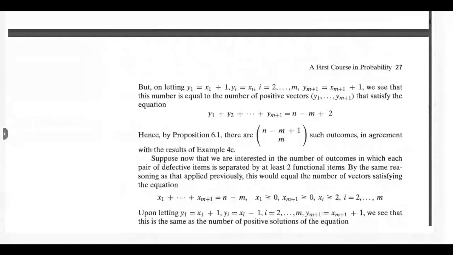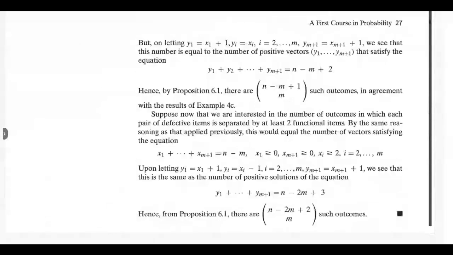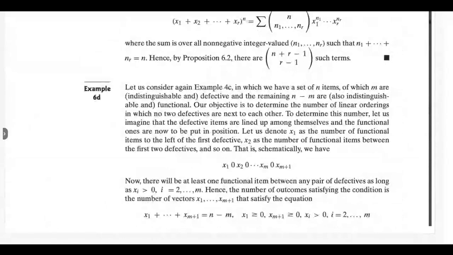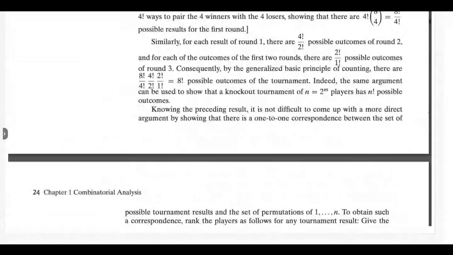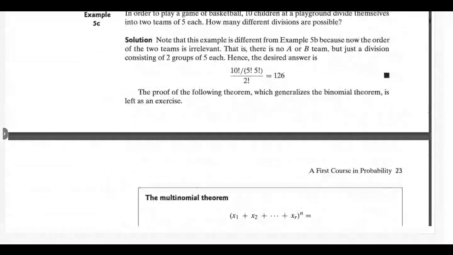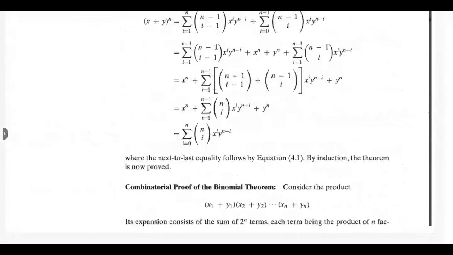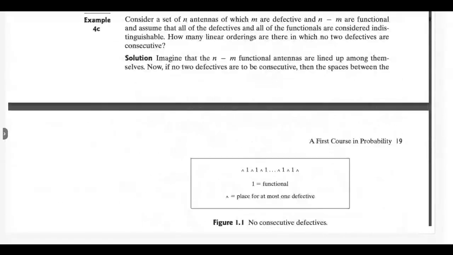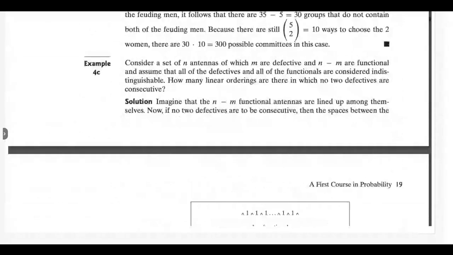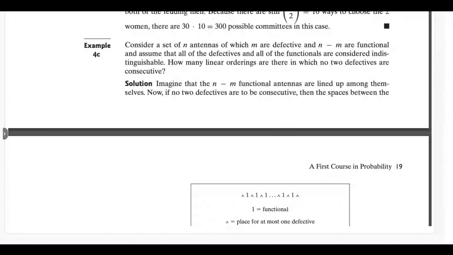I don't want to go back to it. Oh, I have to. Okay, let's go back to Example 4C. What's Example 4C? This one. So 4C is saying, consider a set of n items of which m are defective and n minus m are functional. Assume that all of the defectives and all of the functionals are considered indistinguishable, so they're mixed together. How many linear orderings are there in which no two defectives are consecutive?